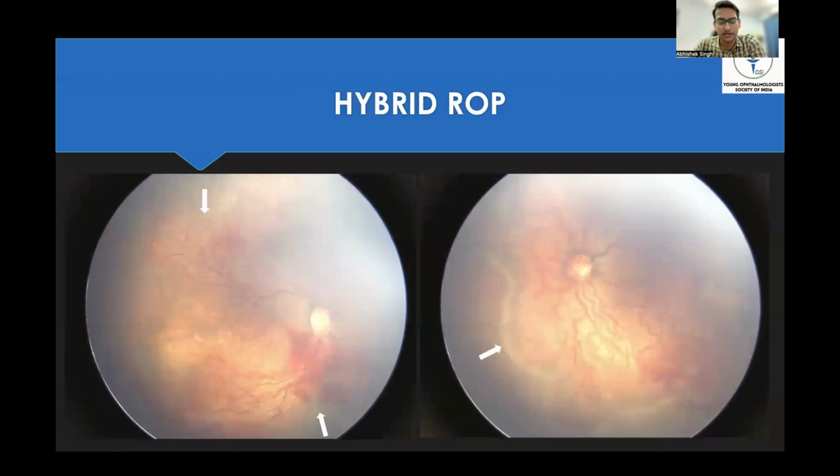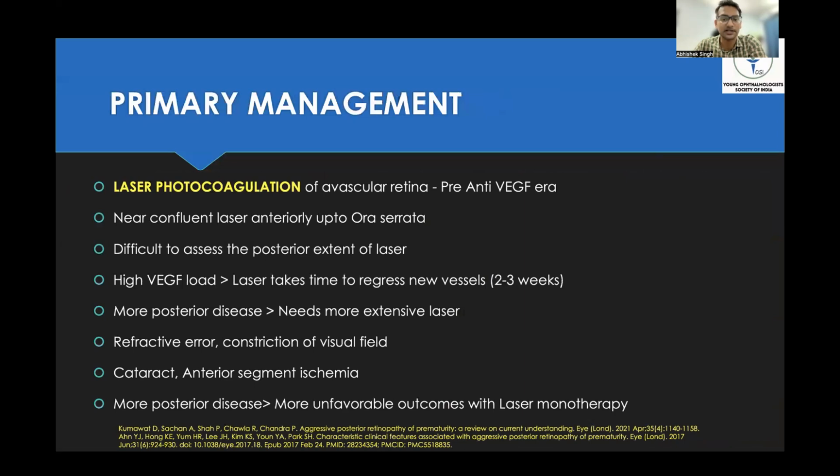Hybrid ROP is a variant of aggressive ROP, which has all the features of aggressive ROP along with a stage or a ridge, which is usually present at the border of the vascular and avascular retina. So it's a mix of classical ROP and aggressive ROP.